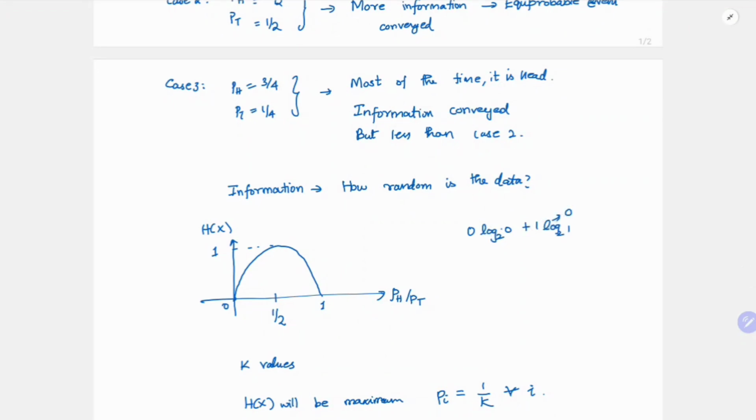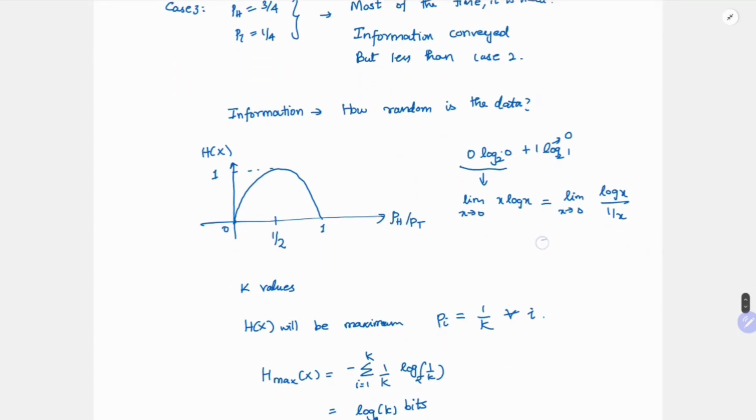So log 2 1 is 0. So this term is 0. To find this term, you have to actually take the limit x tends to 0, x log x. So this limit is nothing but, you can write this as log x by 1 by x. So we can use the L'Hopital rule and we'll have 1 by x by minus 1 by x square. So if you cancel, it will be minus x, which is equal to 0. So this term also tends to 0, and 0 plus 0 is 0.